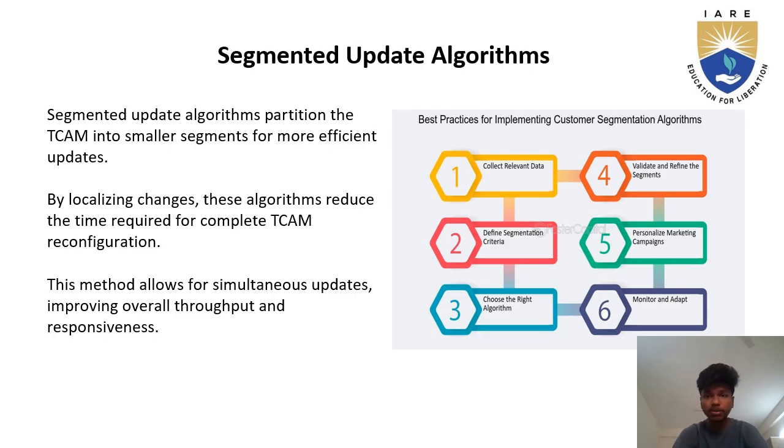Best practices for implementing customer segmentation algorithms: collect relevant data, define segmentation criteria, and the next is choose the right algorithm, and the next is validate and refine the segments, personalize marketing campaigns, and at last monitor and adapt. This is how segmented algorithm updates work.